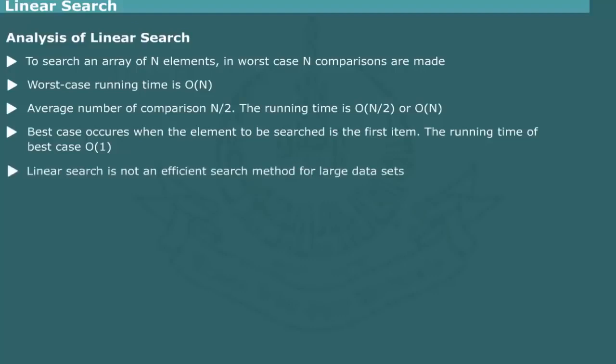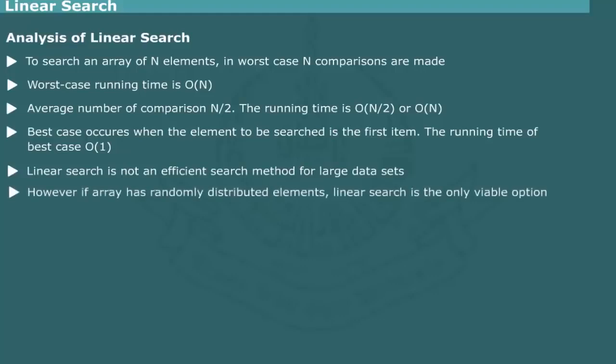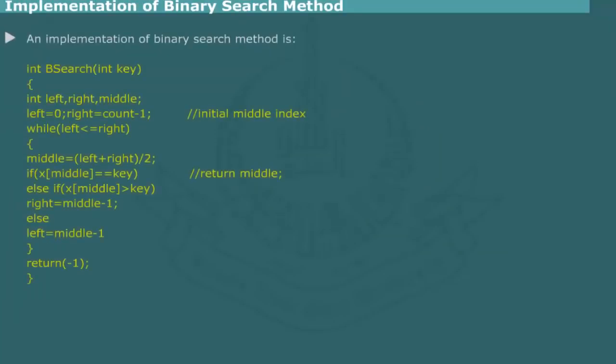Linear search is not an efficient search method, but if the array consists of randomly distributed elements, the choice is restricted to linear search. Implementation of binary search method. An implementation of the binary search method is shown in the figure. The code includes a search method named bsearch. It is meant to search an array X of size count. It receives an argument key of type integer to be searched for in the array.